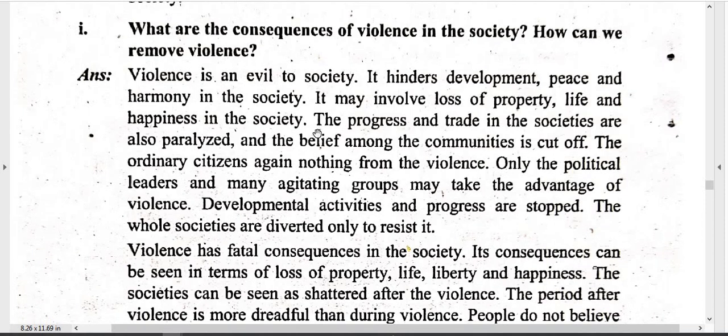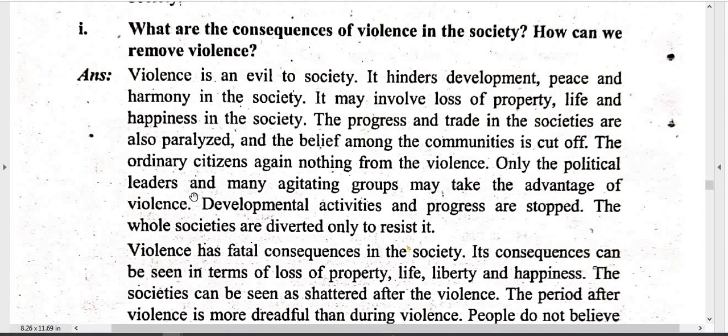What are the consequences of violence in the society? How can we remove violence? Violence is an evil to society. It hinders development, peace, and harmony in the society. It may involve loss of property, life, and happiness in the society. The progress and trade in the societies are also paralyzed, and the trust among the communities is cut off. The ordinary citizens gain nothing from the violence.